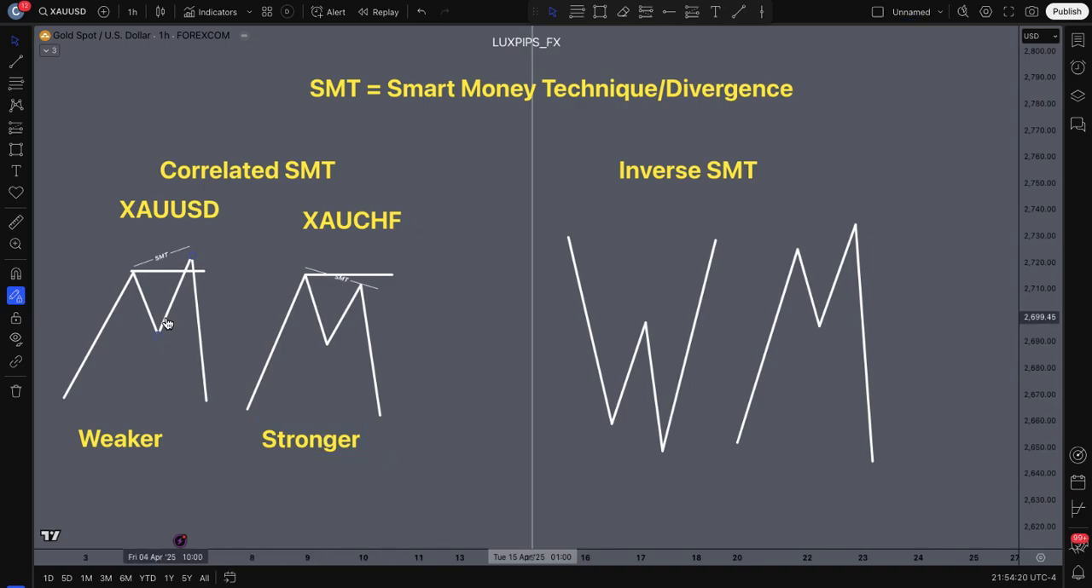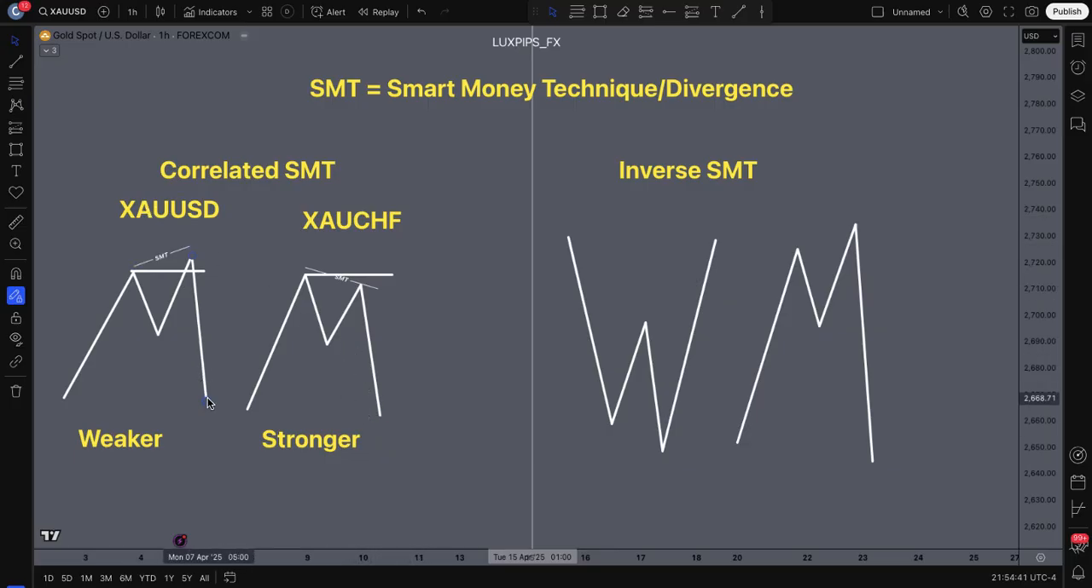So on gold, the bulls had enough power to make another high. But in XAU CHF, the bulls did not have enough power to make another high. It made a lower high. It failed to make a new high. This means that if you trade XAU CHF, price is going to go a lot smoother towards your objective.